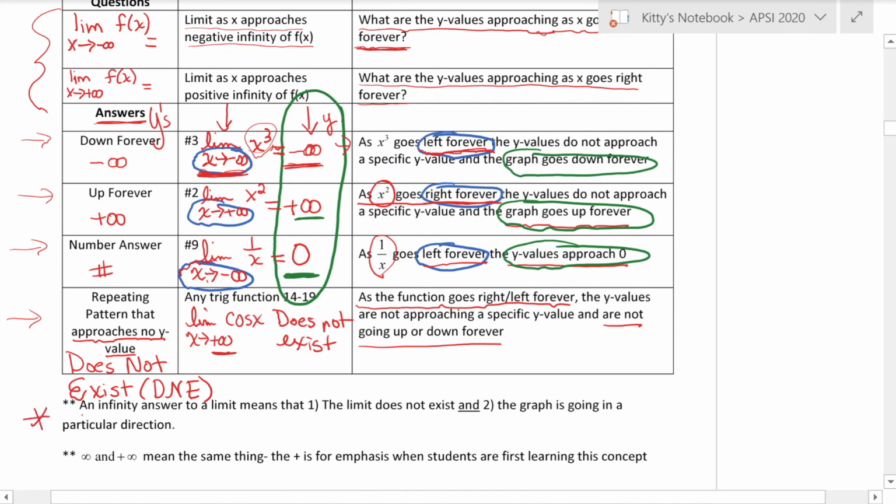An infinity answer to a limit means I don't have a limit. That means I don't stop anywhere. That's what a limit is. It's a stopping value. And the graph is going in a particular direction. So if the answer to your limit is a positive or negative infinity, it means I don't stop anywhere, but this is the direction that my y values are going. And the last little statement is that you can write a little plus with the infinity or not. It's just for emphasis.